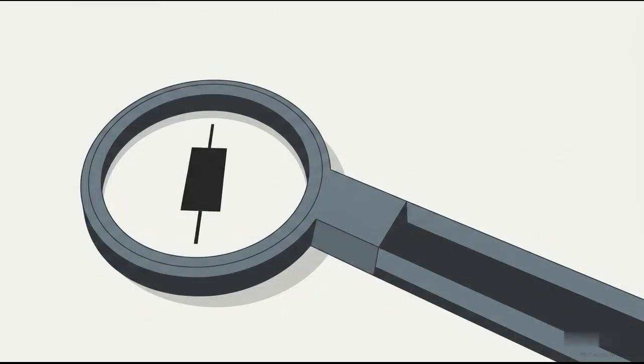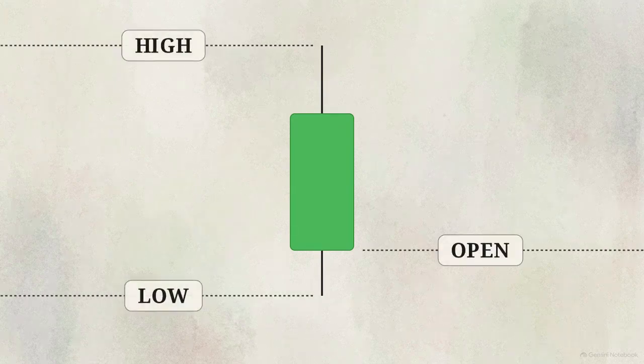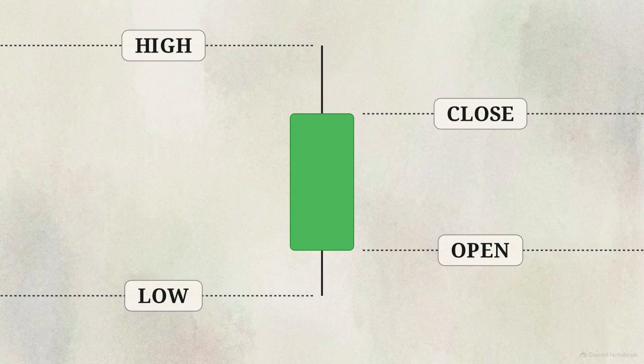Dow theory offers a sharper lens. It posits that price discounts everything. Every macroeconomic data release and institutional order is ultimately reflected directly in the open, high, low, and close of a price bar. This minimalist line graph charts an uptrend with a stair-step sequence of higher highs and higher lows.